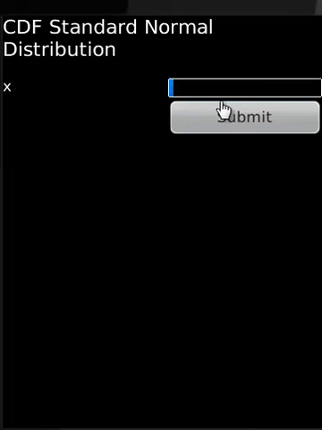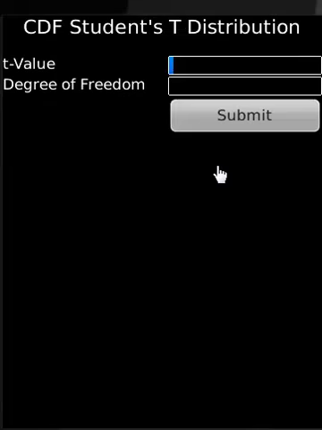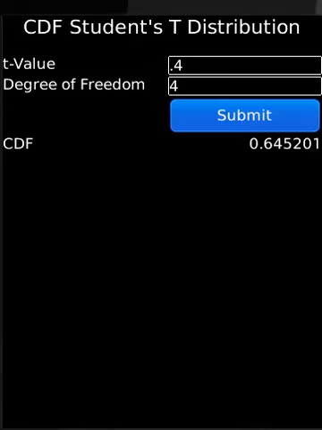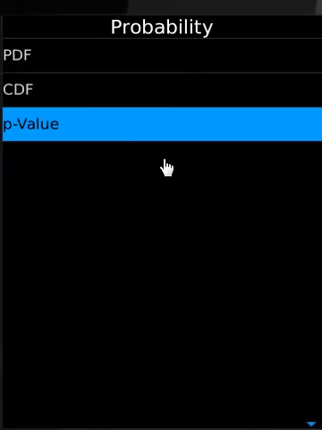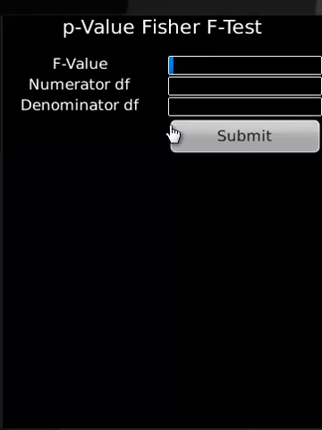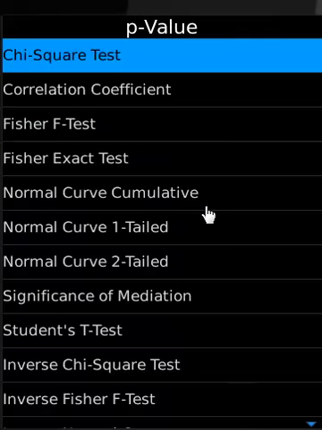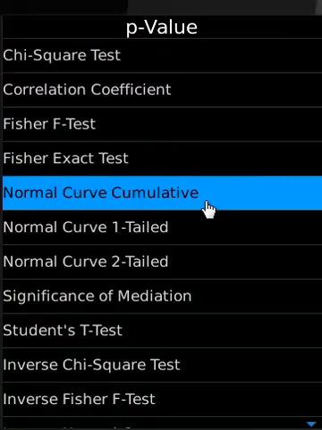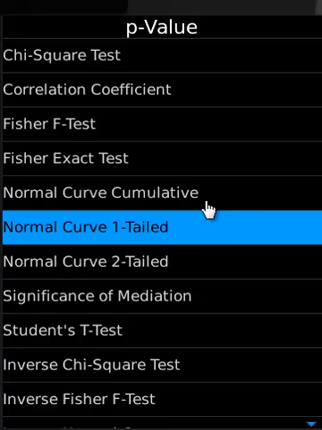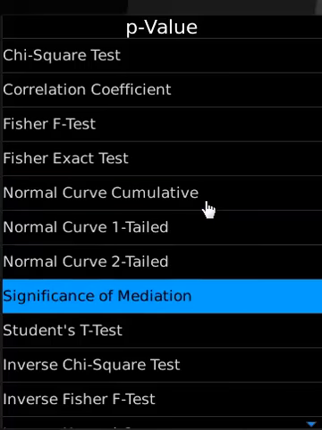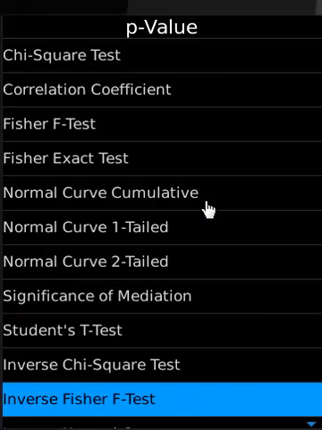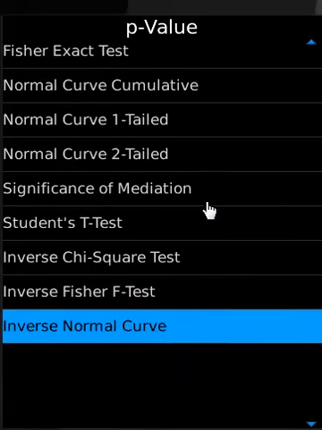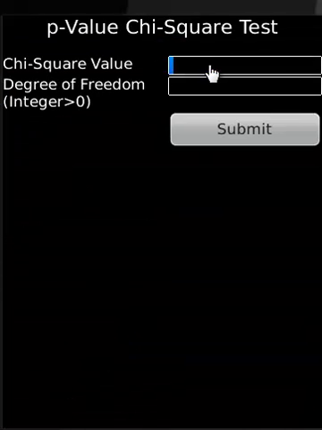And now standard normal distribution, so we enter the x value, and this is the CDF. Students t value, degree of freedom, get that. So now on to p-value. Chi-square test, correlation coefficient, Fisher F, Fisher exact, normal curve cumulative, normal curve 1-tail, normal curve 2-tail, significance of mediation, students t-test, inverse chi-square test, inverse Fisher test, and inverse normal curve. So let's take a look at each of them.